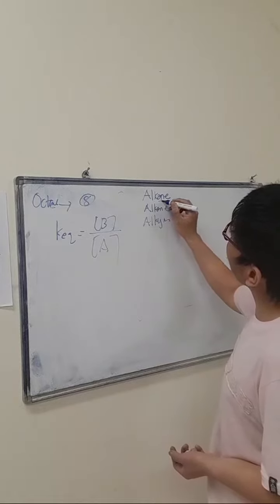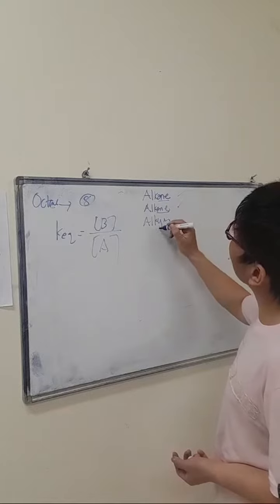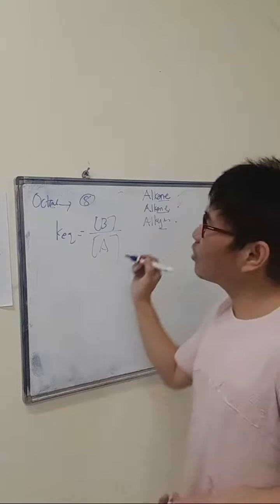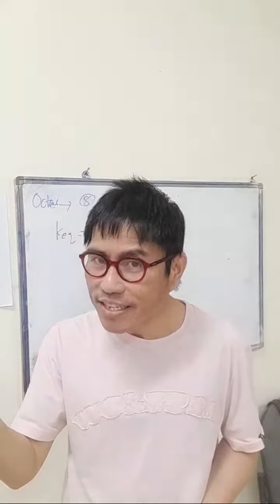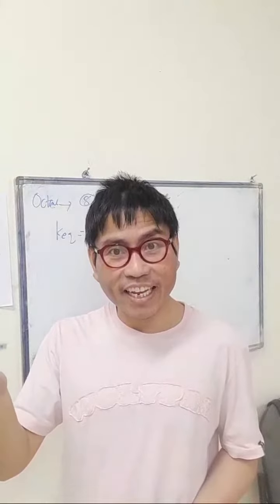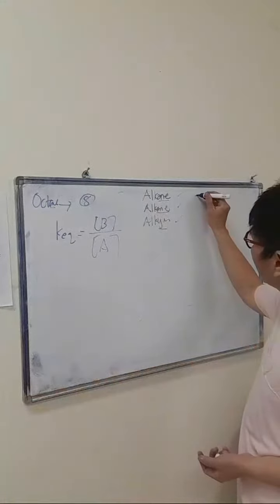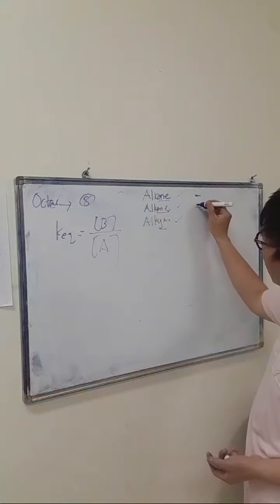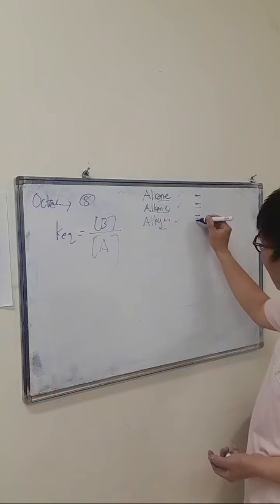Okay. A-N-E is a single bond. E-N-E is a double bond. Y-N-E is a triple bond. Since we say octane, the last three letters are A-N-E. So this is a single bond, only one line like this. Double bond, two small lines. Triple bond, three small lines.